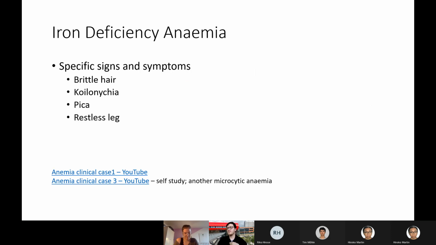So some specific signs and symptoms, you have, for example, brittle hair, koilonychia, which we remember was the spooning of the fingernails. Pica is a disease where you feel tempted to eat inedible things, for example, a rubber or a cable, I'm just looking at things I have on my desk. Whatever it is here, I would feel like eating it. That's pica. And restless leg syndrome. Restless leg syndrome and pica are not so specific, but they can be seen in iron deficiency anemia.